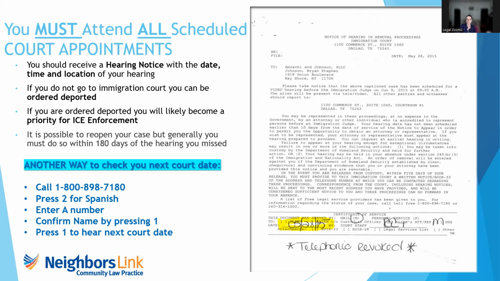You will then enter your A number, which is on all of your immigration court paperwork. You can confirm your name by pressing 1 and press 1 again to hear your next court date. We'll also provide you with the location and the name of the judge who's presiding over your case.